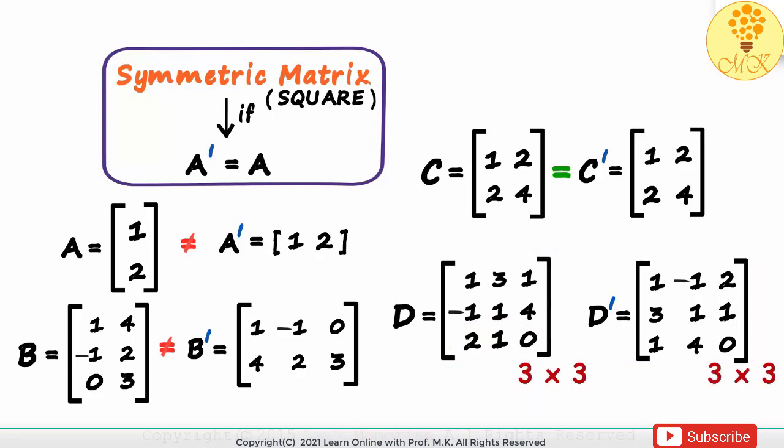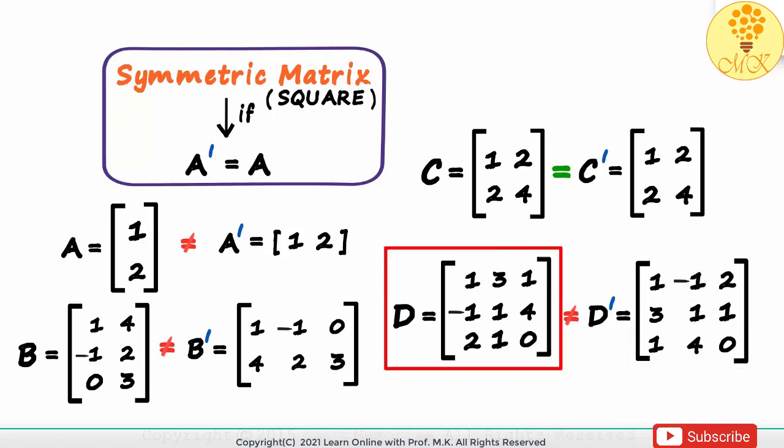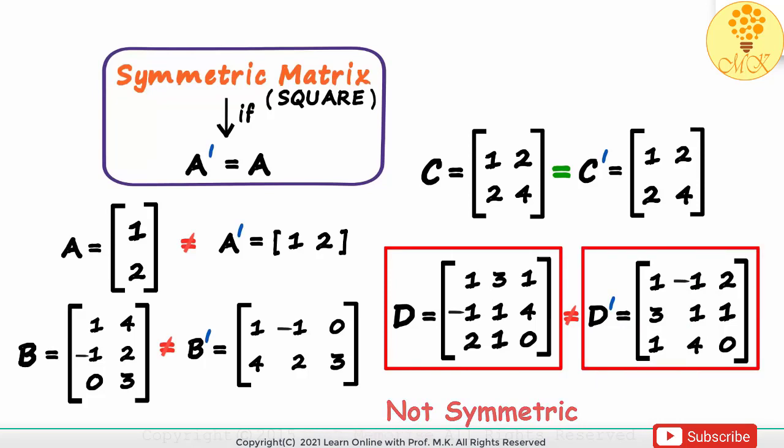The orders are equal, yes. But are the corresponding elements equal? Let's check. 1 is equal to 1. 3 is not equal to -1. For two matrices to be equal, all the corresponding elements must be equal. As 3 is not equal to -1, these two matrices are not equal. D is not a symmetric matrix and it is not equal to its transpose.